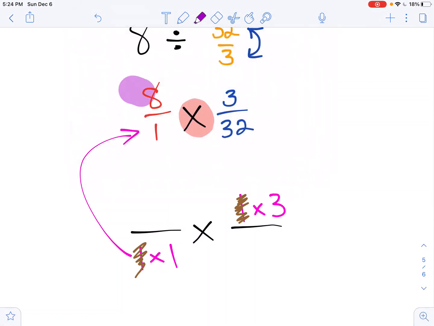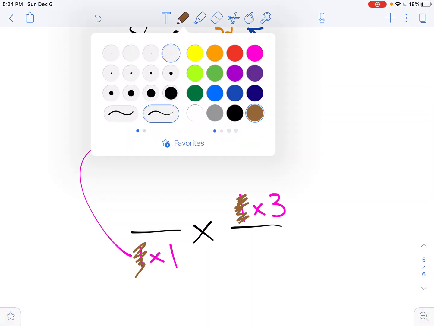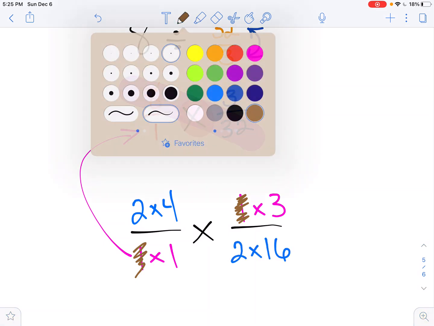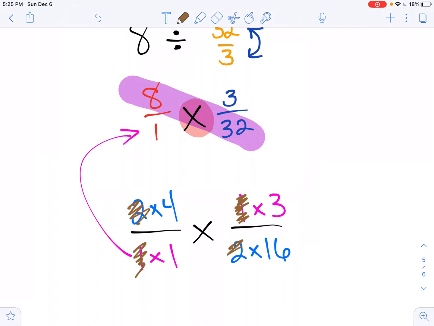32 has a ton of different ways to write it as a product, as a times problem. And 8 has a few of them too. Kids are really tempted to do this first: 2 times 4, and then 2 times 16. But I want you to notice that if you just do the 2s, you're left with 4 and 16, and you can make those smaller still because those are both even numbers. So again, I'm going to challenge you to not just use 2.